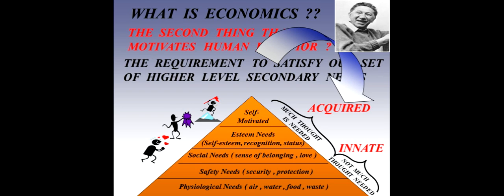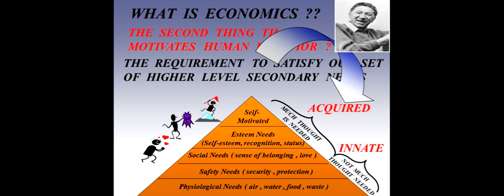Maslow said that once esteem and social needs are satisfied, the person is what he labeled as self-motivated. They can turn their motivation, their behavior, and their outlook in life to setting goals and objectives for themselves and what they want to achieve.